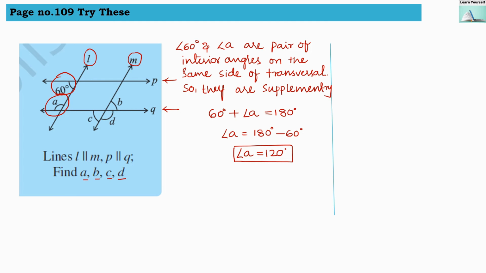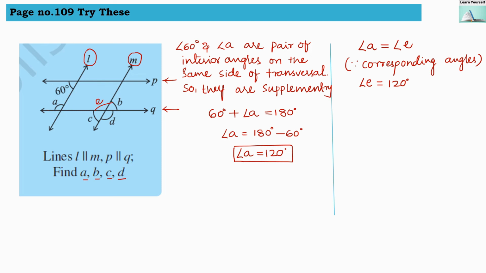Now let us assume another angle that is over here, and I am naming that angle as angle E. Now let us check the relation between angle A and angle E. They are corresponding angles to each other. So corresponding angles are always equal. So angle A will be equal to angle E as they are corresponding angles. So angle E's measure is also 120 degree.